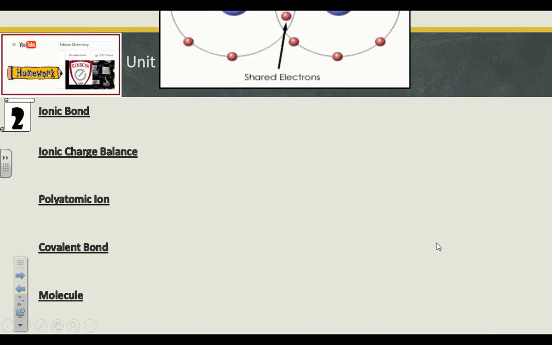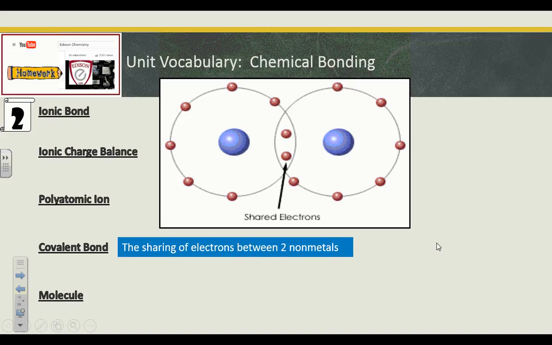A covalent bond. Here's a nice picture of a covalent bond. They're different in nature than ionic because they share their electrons between two nonmetals. Instead of completely transferring from a metal to a nonmetal, in a covalent bond, the two nonmetals, who both have high electronegativity values because they have high effective nuclear charges, want to hold on to their valence electrons.